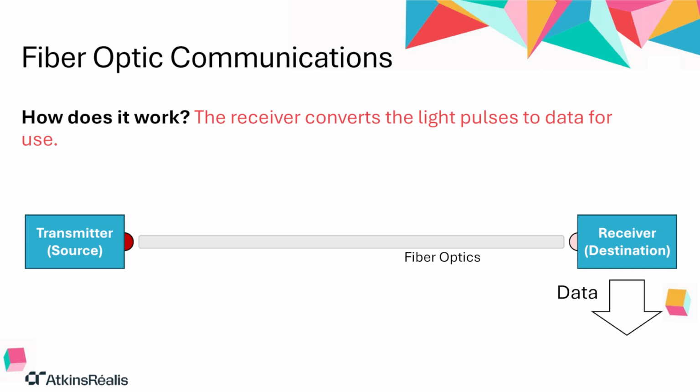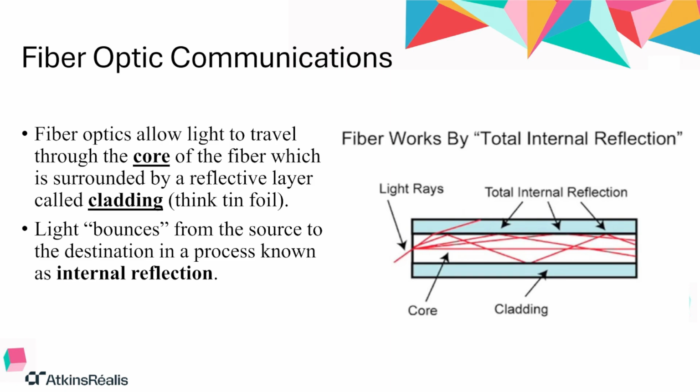Okay, so light on is 1, light off is 0. Simple enough in concept. But how does the light stay inside that tiny glass thread over potentially miles? Does it just shoot straight? Good question. No, it doesn't just shoot perfectly straight without help. It uses a physics principle called total internal reflection.